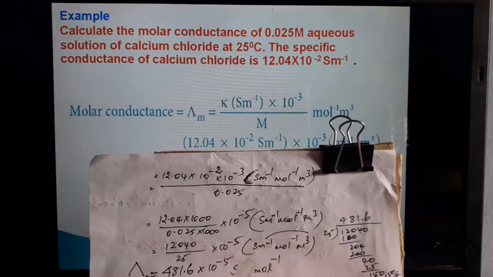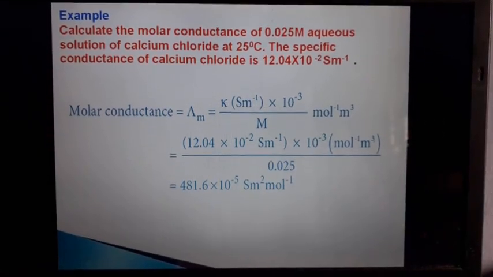Now I divide 1040 by 25. This is the answer: 481.6 into 10 to the power of minus 5 S m square per mole. This is the final answer of the problem.